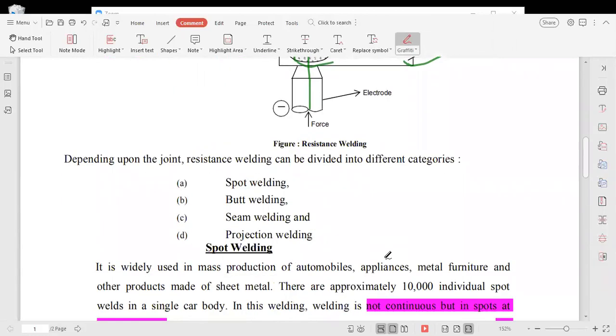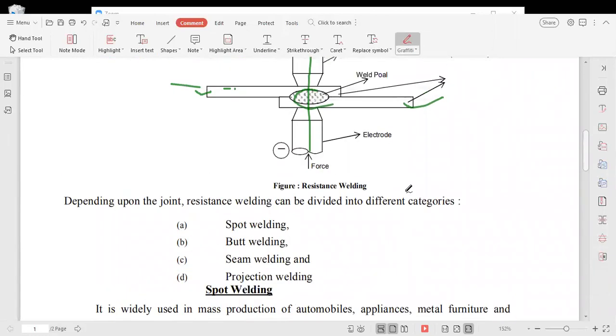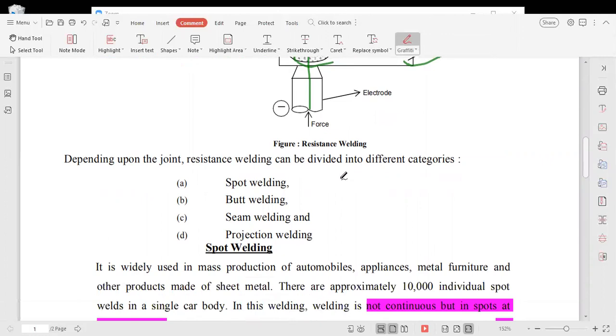Now depending upon the type of welding, type of joint, resistance welding can be classified into 4 types: spot welding, butt welding, seam welding and projection welding.